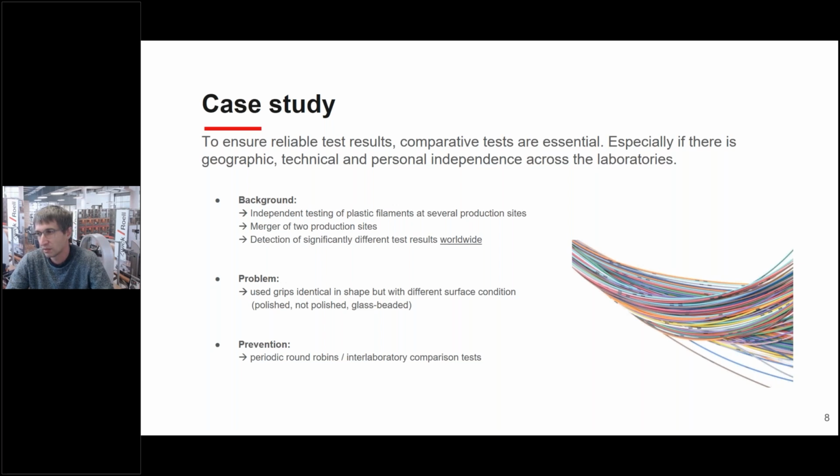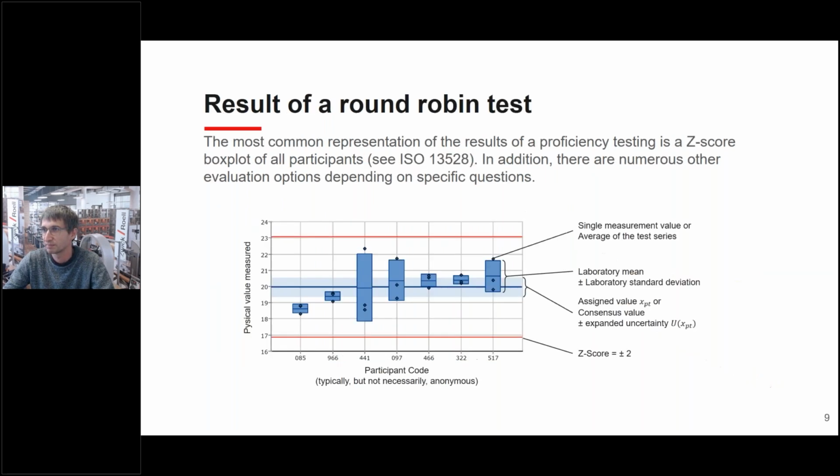And this could have been prevented if they had done periodic round-robin tests and interlaboratory comparison tests, because then they would have seen the difference in the past, and not just by luck when placing 2 machines side by side. What is the result of such a round-robin test? The result is a so-called z-score plot. It's defined in ISO 13528.